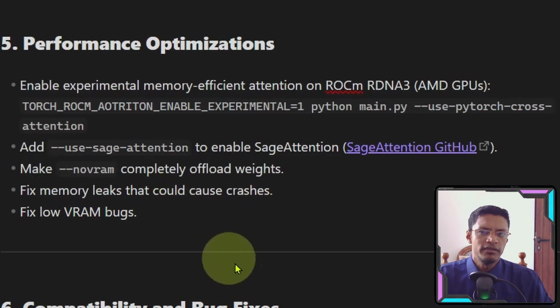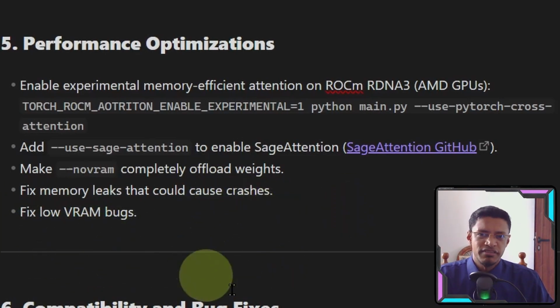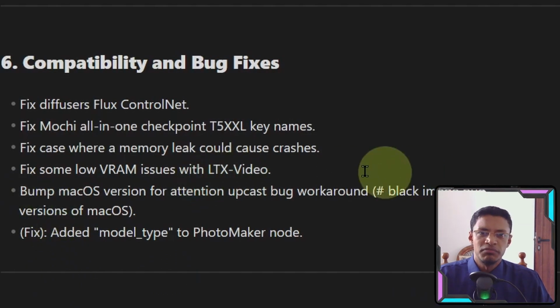We basically have a command to use this sage attention. There's also a new VRAM option that's going to completely offload weights, and we got some more memory fixes, VRAM bugs, and so on. Couple of compatibility and bug fixes. We have fixed diffusers. We got the Flux ControlNet diffusers version, which got fixed. We have the Mochi all-in-one checkpoint T5XXL key name fixes. We got the memory leaks, LTX video, low VRAM fixes.